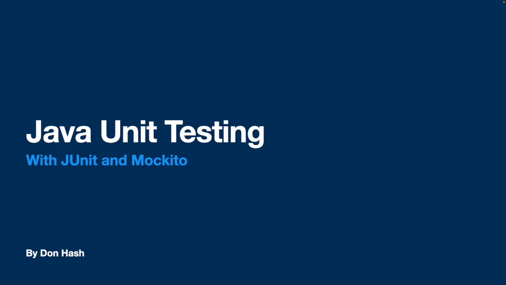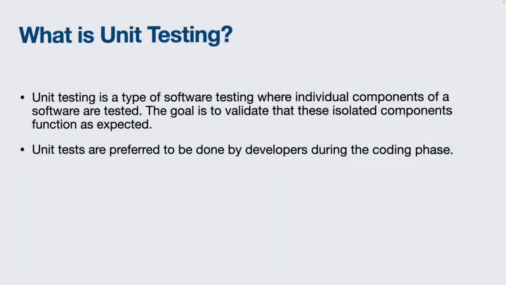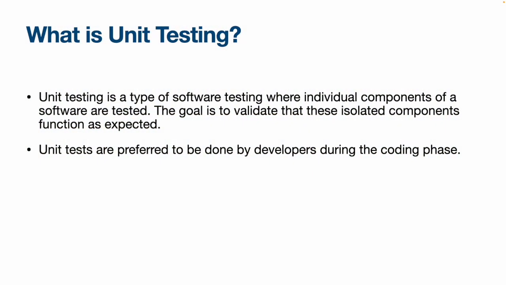In this series, we are going to talk about Java unit testing with JUnit and Mockito. What is unit testing? Unit testing is a type of software testing where individual components of a software are tested. The goal is to validate that these isolated components function as expected. Unit tests are preferred to be done by developers during the coding phase.